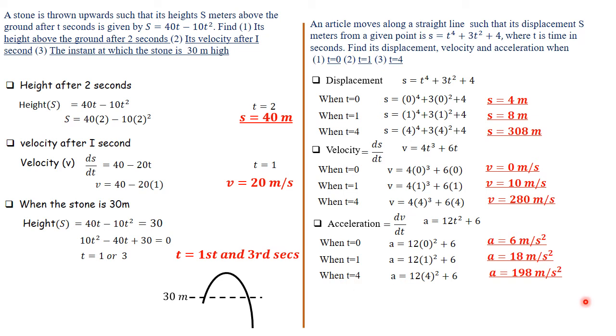Is it necessary for me to mention the units? Displacement is in meters, just like distance in a particular direction, velocity should be meters per second, and acceleration should be meters per second squared. Let's go to another example.